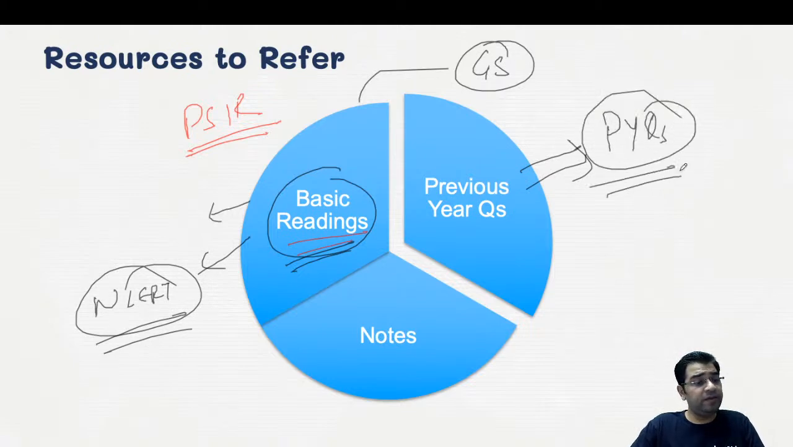These previous year question papers will always help you understand the way UPSC is asking, what kind of topics you need to do, how much repetition there is, and what kind of questions UPSC asks. Depending upon those questions, you can prepare for the exam.